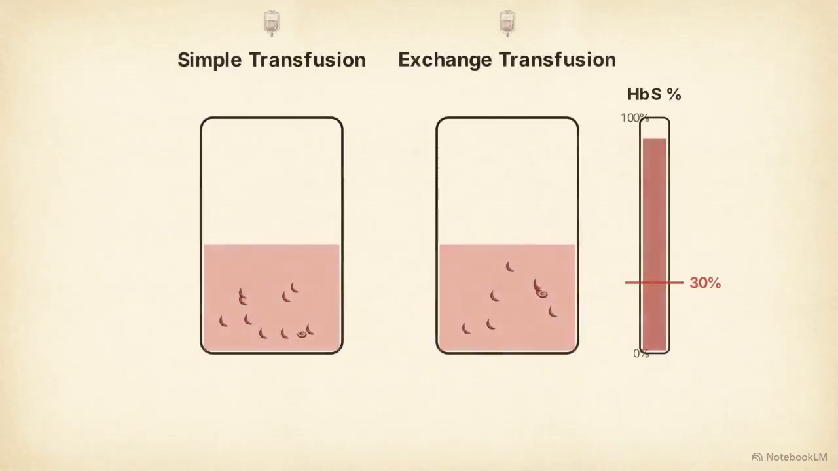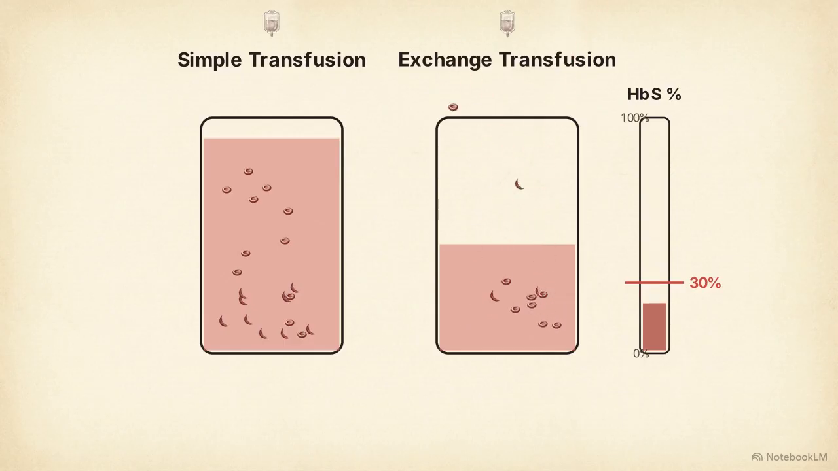Look at these two parallel meters. When a patient suffers an acute stroke or severe acute chest syndrome, clinicians must escalate to an automated exchange transfusion. This process actively removes the defective cells, dropping the total hemoglobin S fraction below the critical 30% threshold.